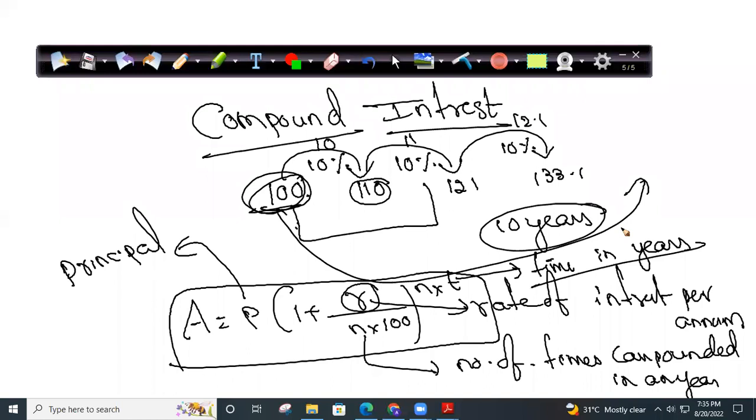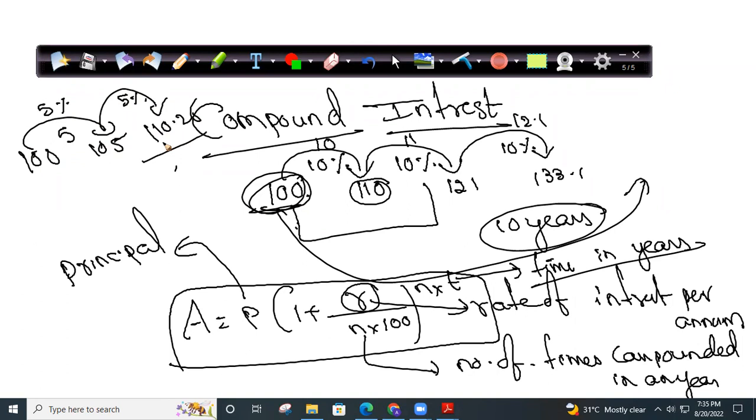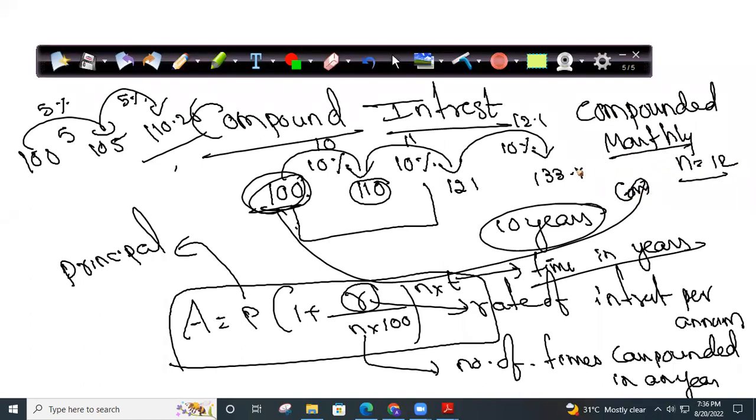So after 6 months, my interest plus principal. Suppose 100, after 6 months, interest has become 5 rupees. And on 105 again I do my interest. Suppose the interest rate is 5%, so again I do 5%. So in 1 year it becomes 110.25, something like that. So R is the rate of interest per annum, N is the number of times compounded in a year. If I say compounded monthly, the value of N is 12, because in 1 month if I calculate once, in one year I calculate 12 times.